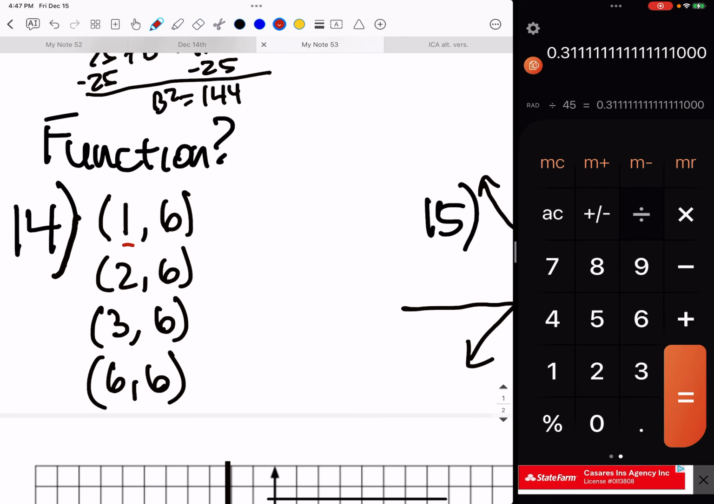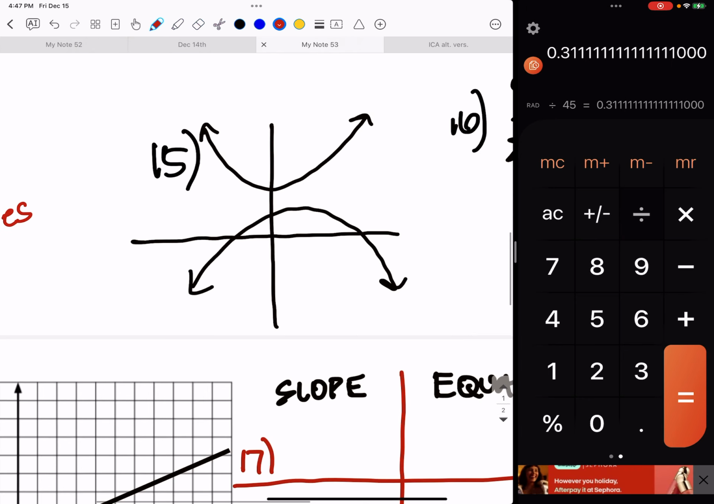Is this a function? 1 has a job, 2 has a job, 3 has a job, 6 has a job. Yes, it is. Is this a function? No, it is not. People were confused that if I draw a straight line, I do hit the graph twice. I hit the graph there and there. People thought these were two separate graphs.